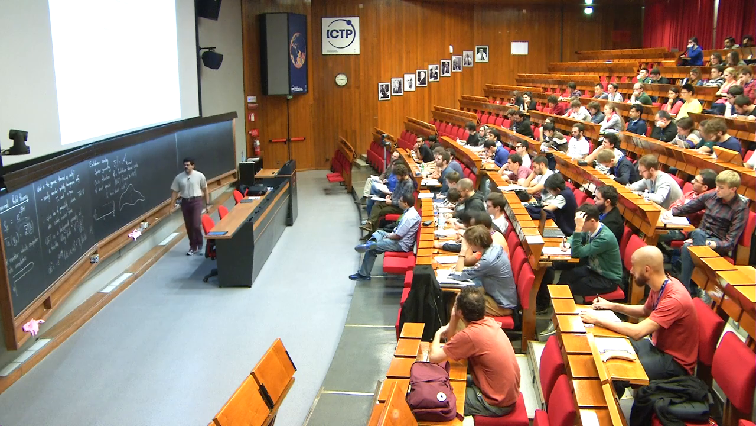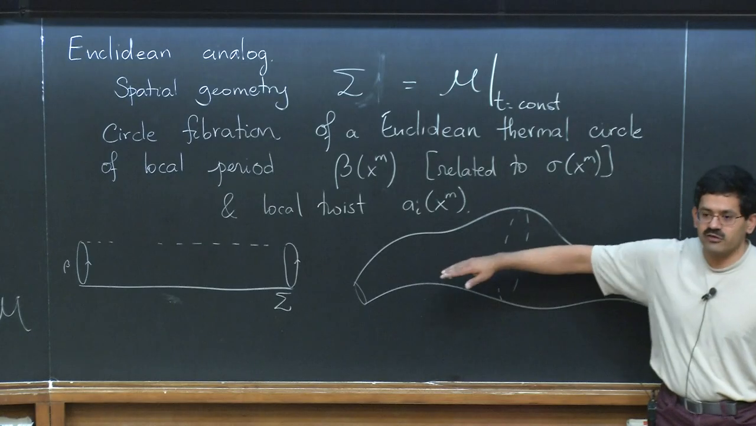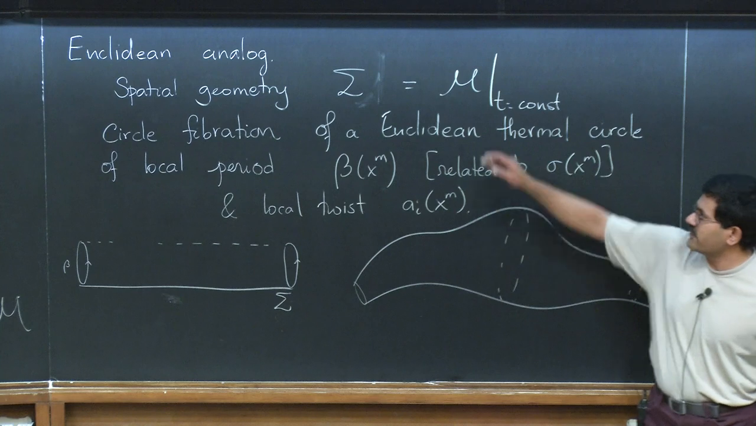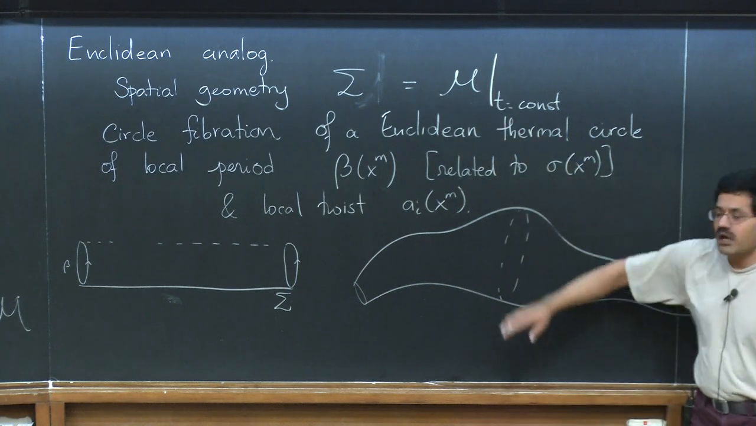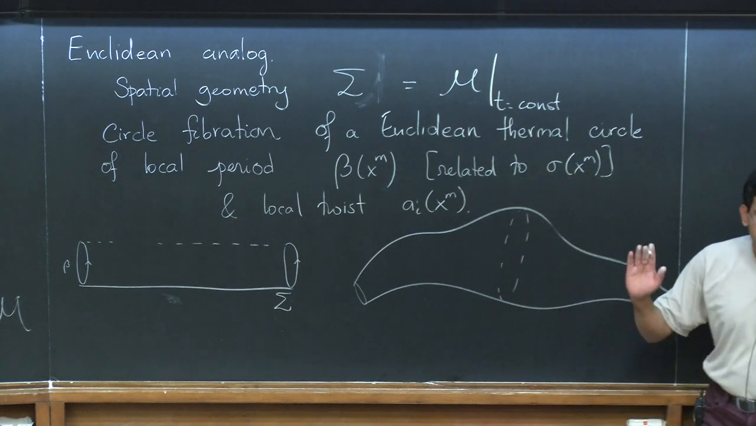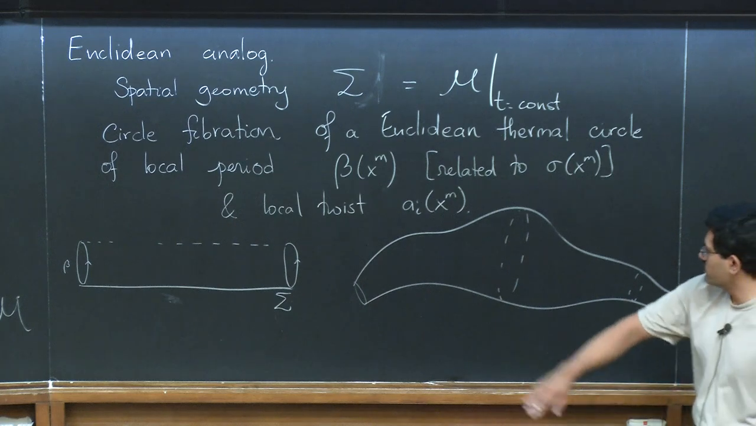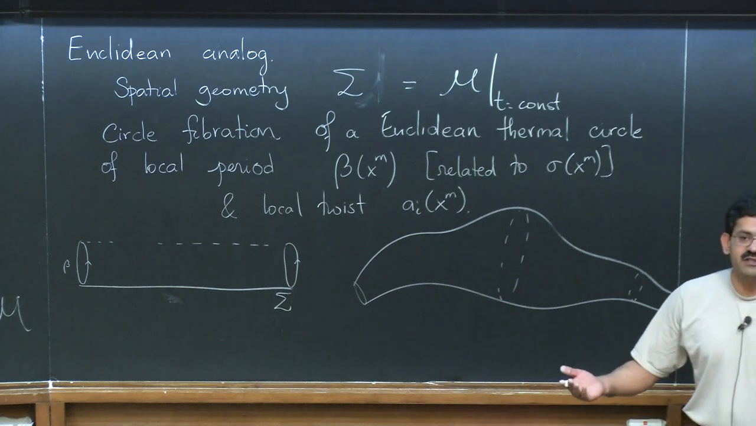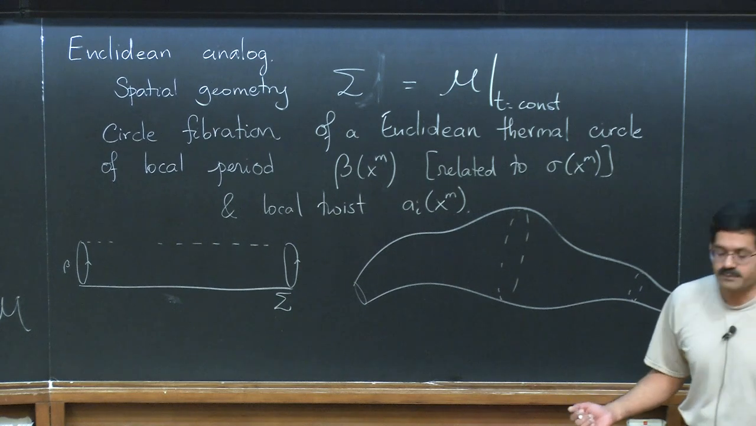The statement of equilibrium is simply that if you take this geometry and this Euclidean geometry, which is the analytic continuation of this guy, and slice it on any section, nothing changes. You can pick any section of this geometry, and physics is invariant because it was time independent to begin with.